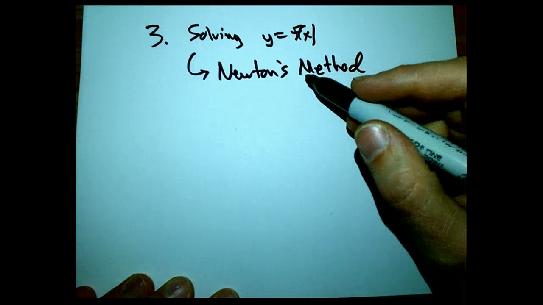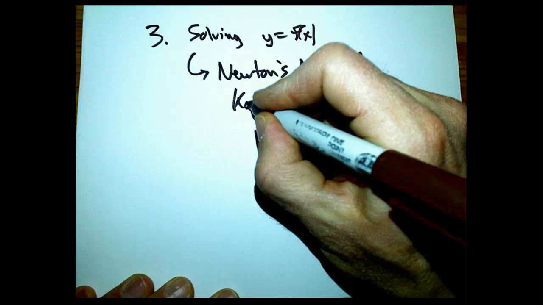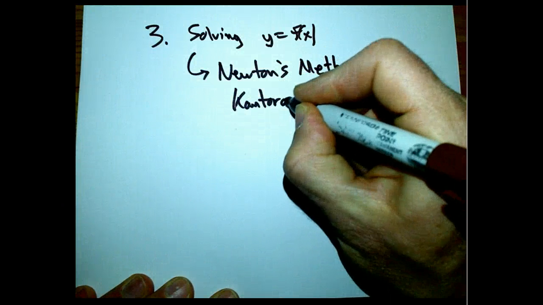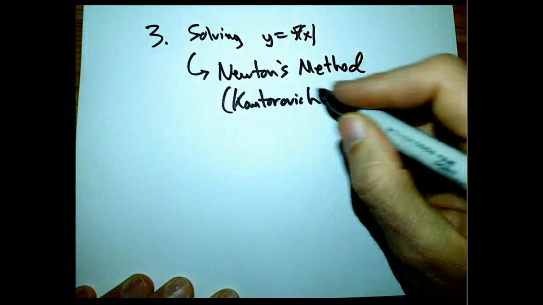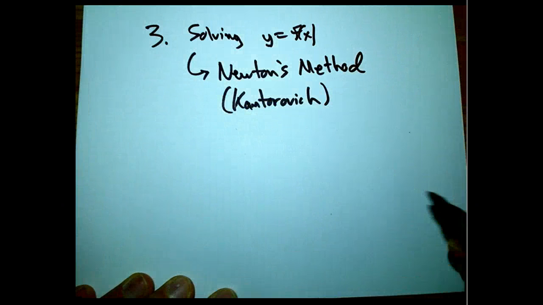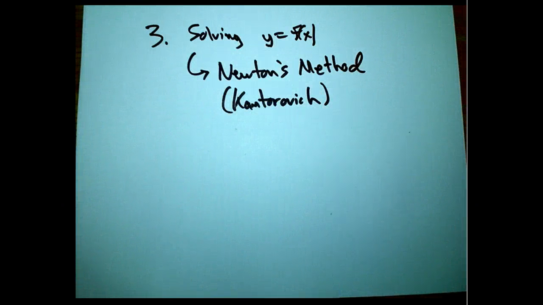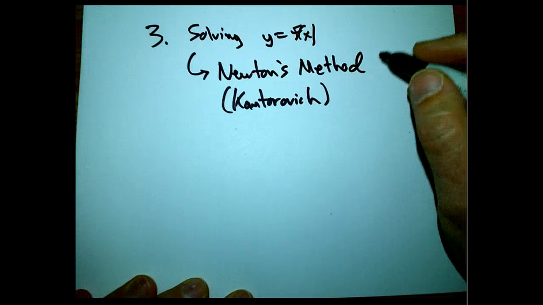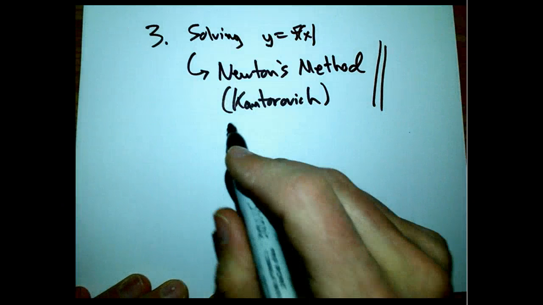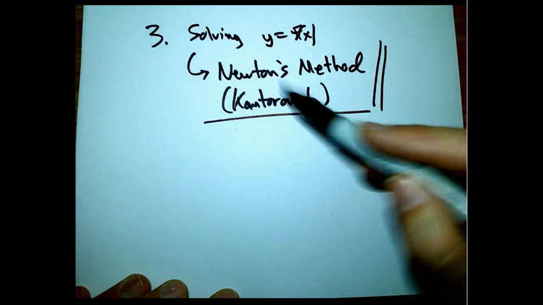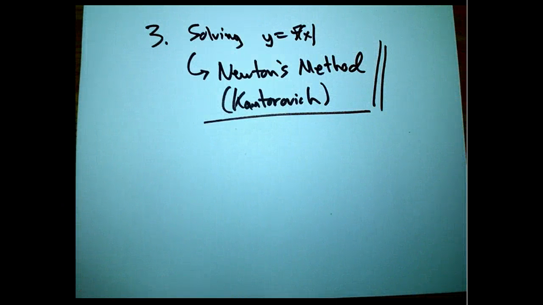And really, if you want to look at the careful theory in multiple dimensions, it actually goes back to Kantorovich in the 40s, I think. He actually won a Nobel Prize for economics, apparently. So he was very much an applied guy. So Newton's method is a very, very powerful way of solving these guys.